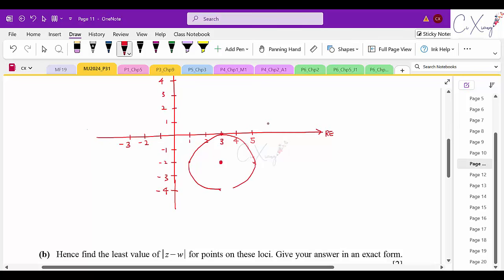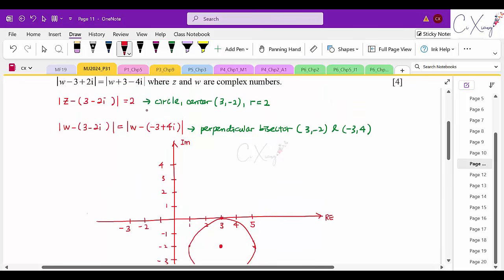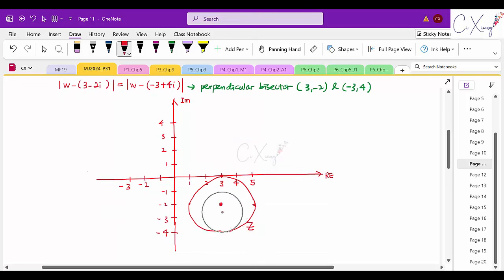Then you just try to sketch it up first. So this is basically the z. Alright, so I'm done for the first part. Now for the second part, I want to draw a perpendicular bisector for these 2 points. First of all, I try to plot these 2 points, which are 3, -2, and also -3, 4. So -3, 4 is this one. Then I want to draw the perpendicular bisector for this particular line, or these 2 points.